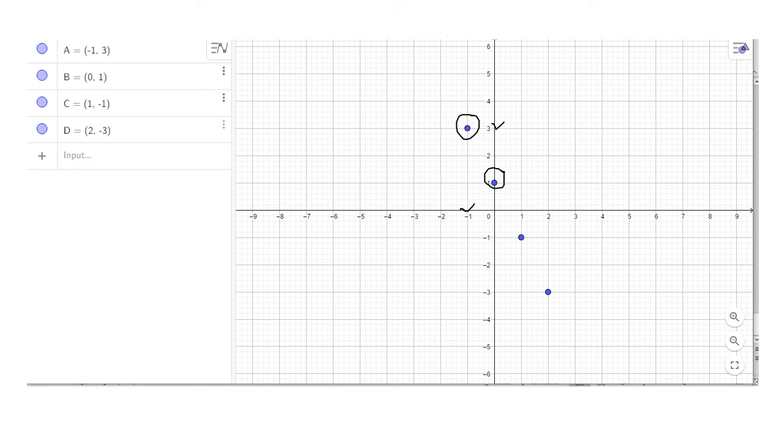So this is the next point. Then we have 1 comma minus 1. So 1 on the x-axis and minus 1 on the y-axis. So this is the point that we get. And finally 2 on the x-axis and minus 3 on the y-axis, which gives me this point. So in this way I get 4 points and then I draw a line passing through it.